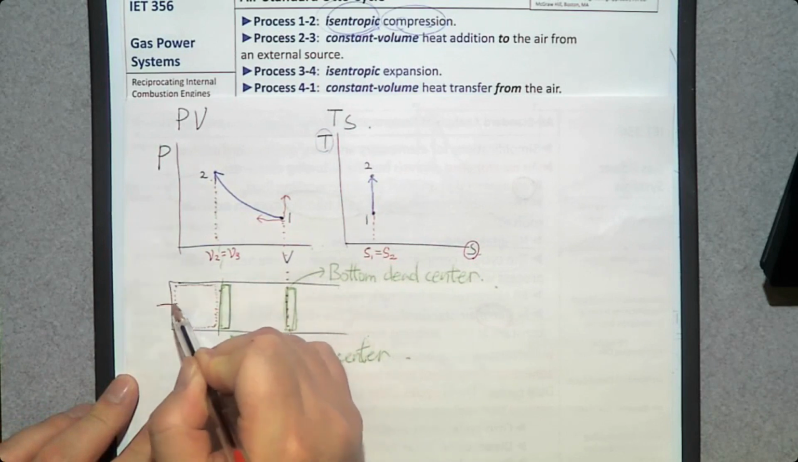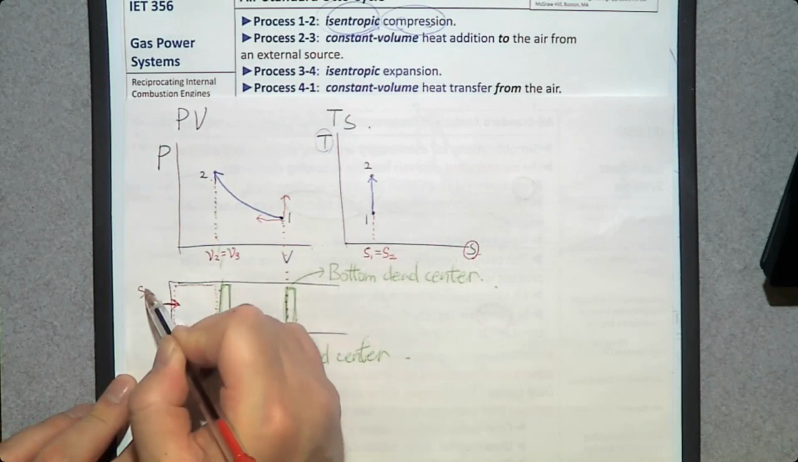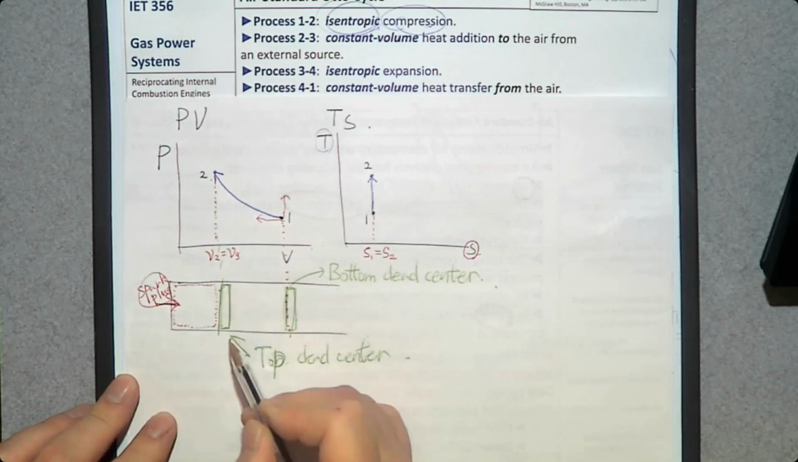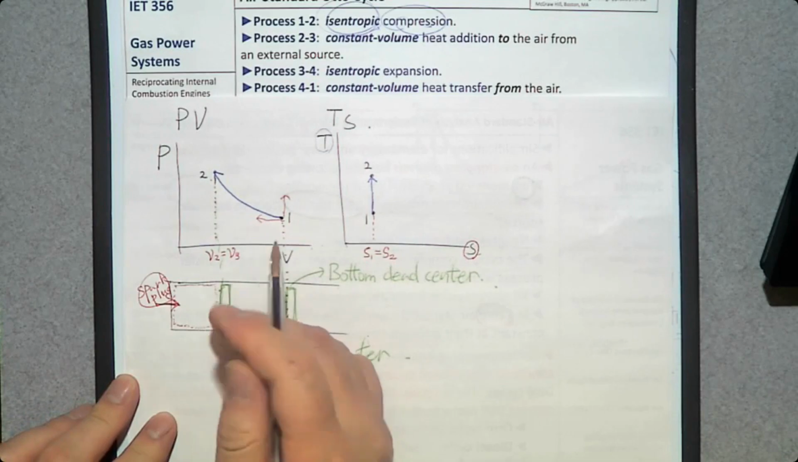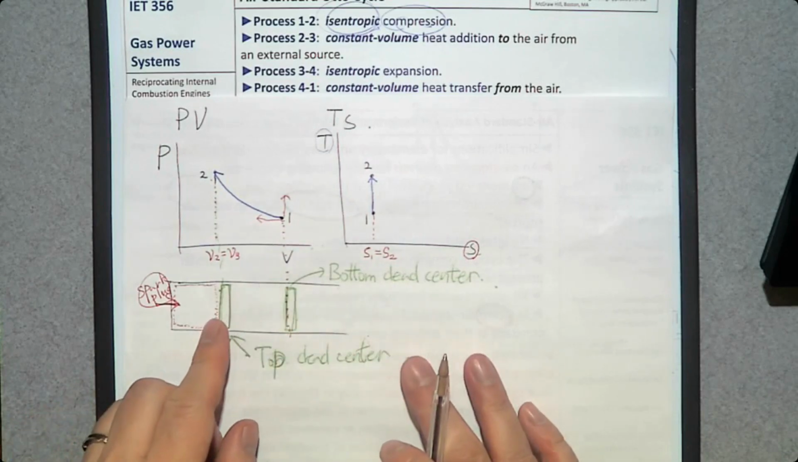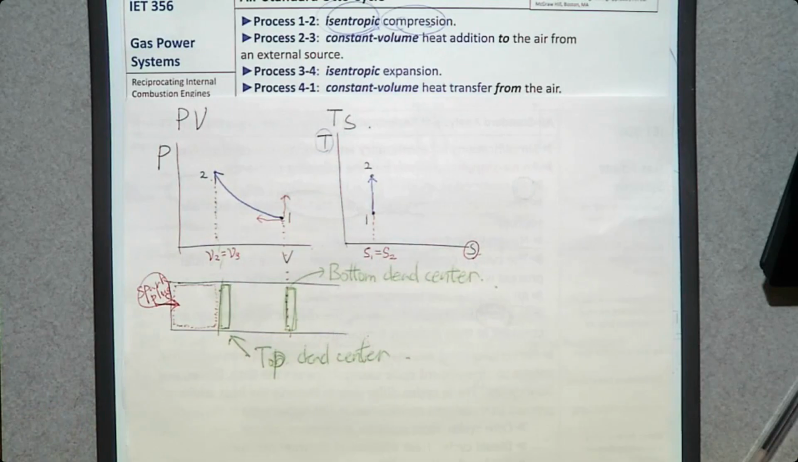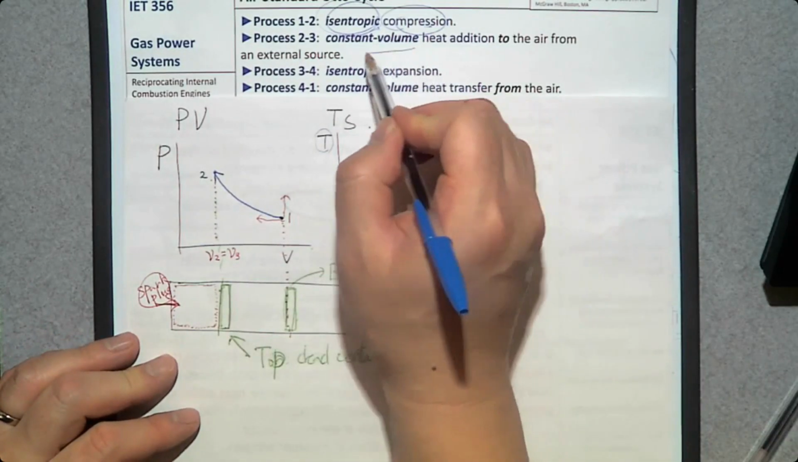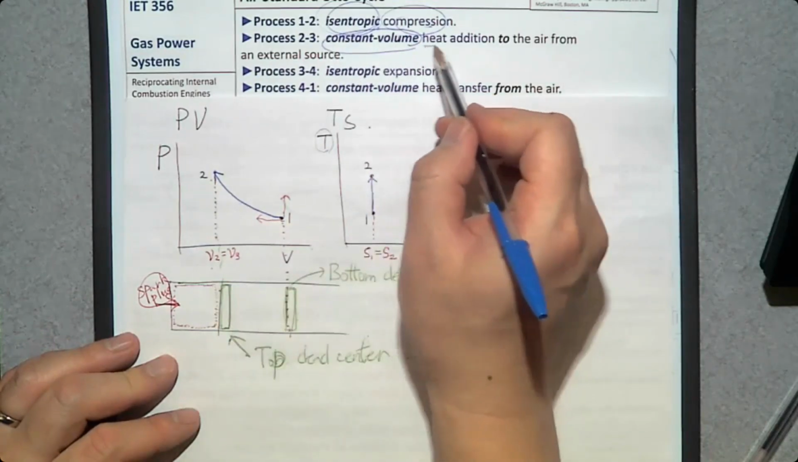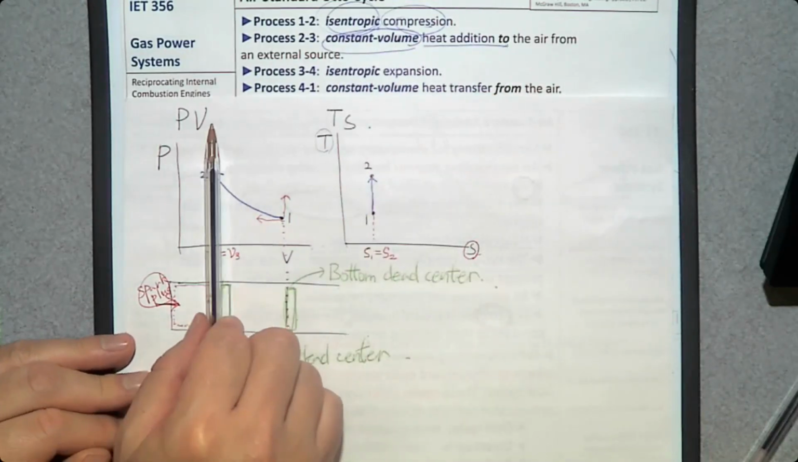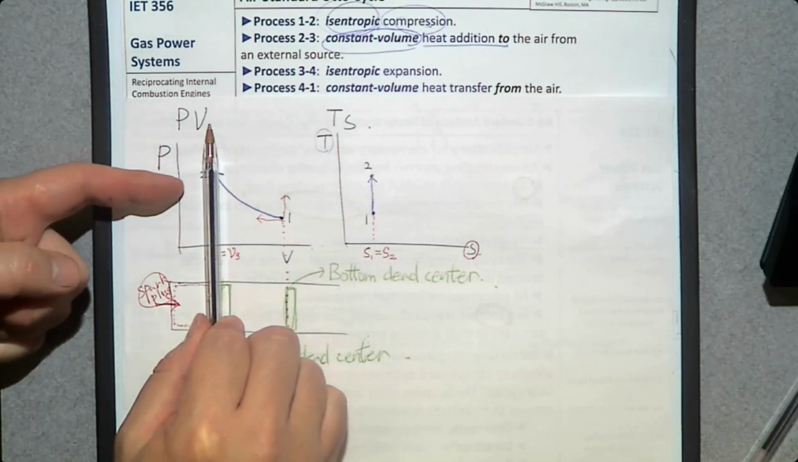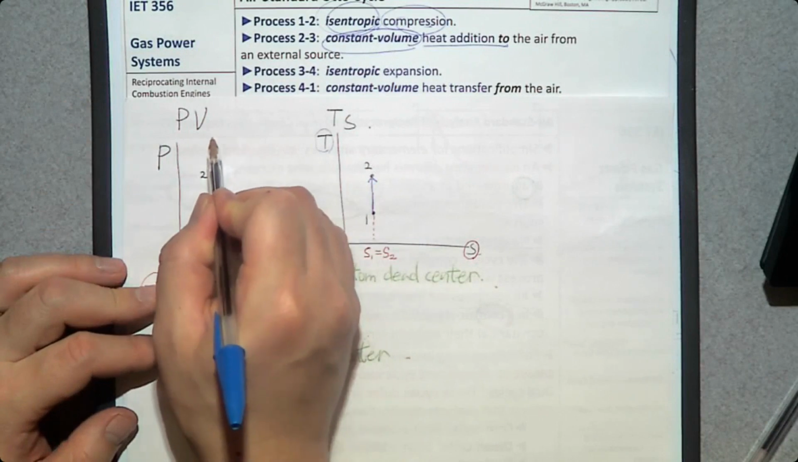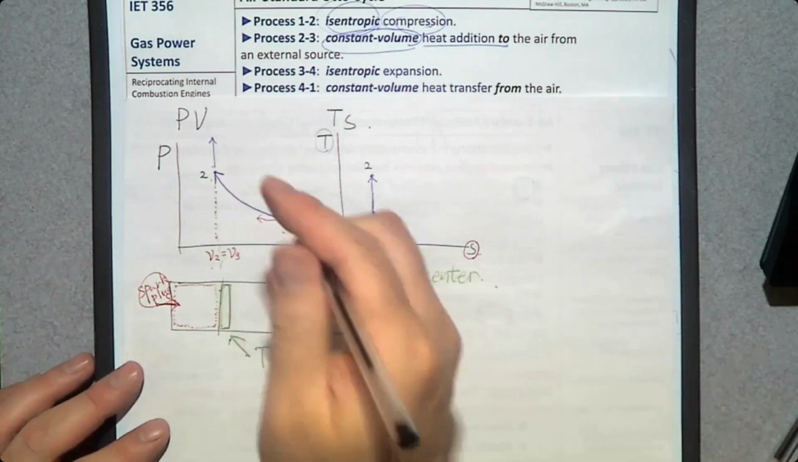So then this spark plug ignites this fuel and air mixture. So there is a combustion that takes place. In this air standard analysis, we are going to replace this combustion with constant volume heat addition. So the volume remains constant and heat is added, therefore pressure goes up this way. So there is number 3.